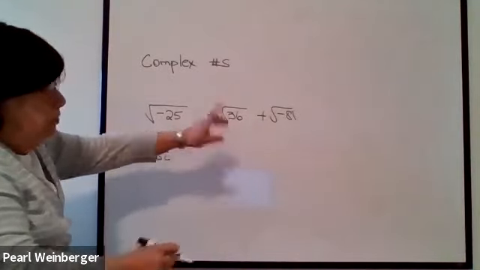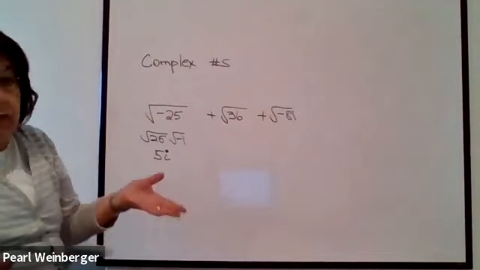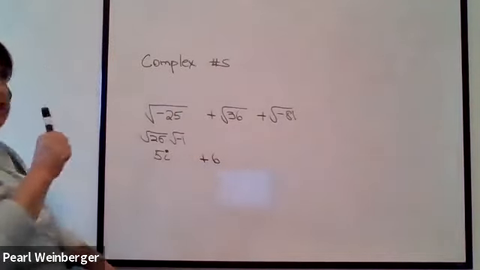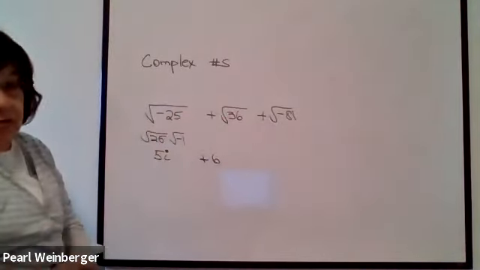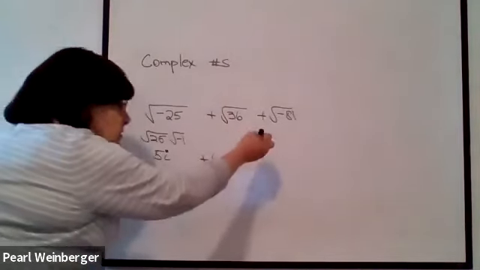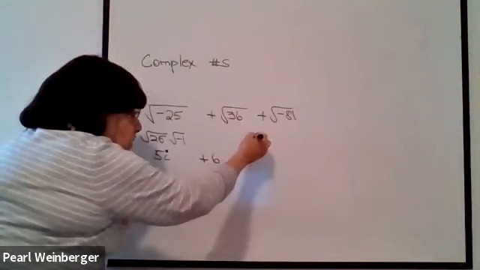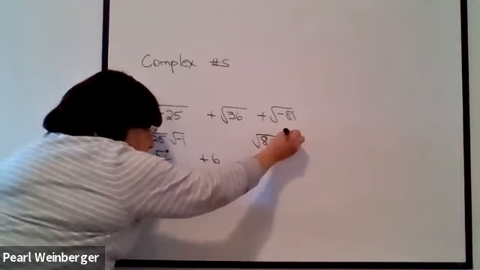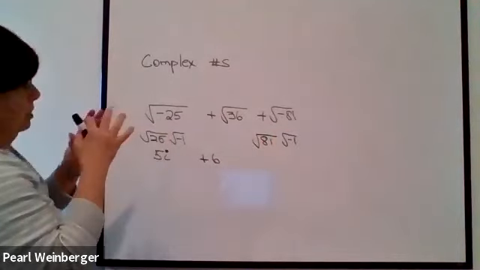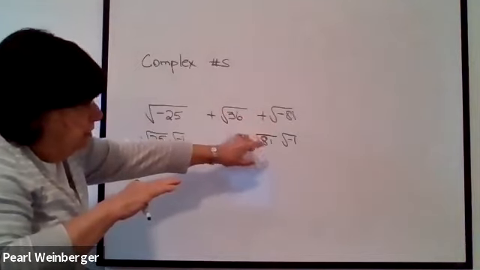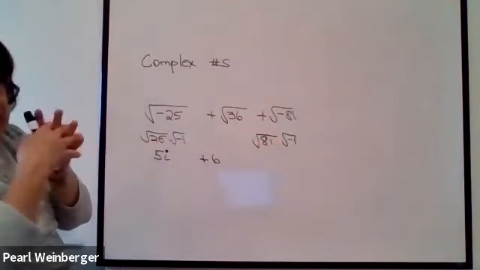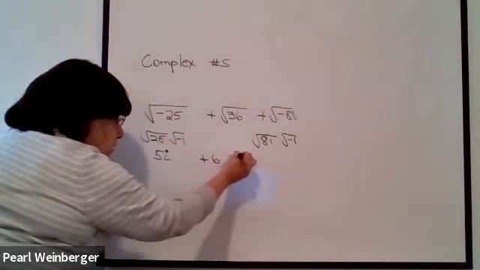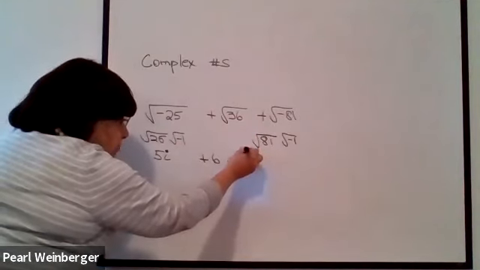The next number I see is the square root of 36. Well, that's no big deal. That's a regular square root. That's just 6. No i there because there's no negative inside the radical. The last thing I see is the square root of -81, which I can again break up into the square root of 81 and the square root of -1. Again, you always want to have a positive square root with a square root of -1. So that the square root of 81 is 9, and the square root of -1 is my i.